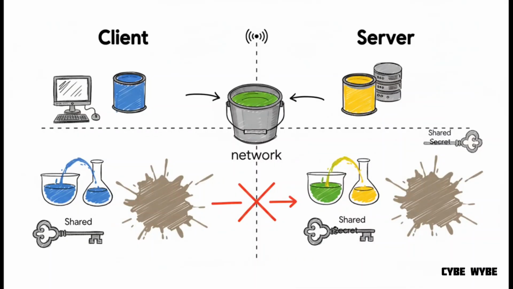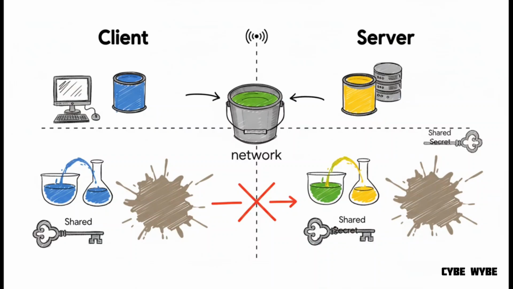Now for the part that honestly feels like a magic trick. Creating a shared secret key right out in the open. Using an algorithm like Diffie-Hellman, they do something that just seems impossible. Imagine you and the server each have a secret color of paint. You publicly agree on a common color, say yellow.